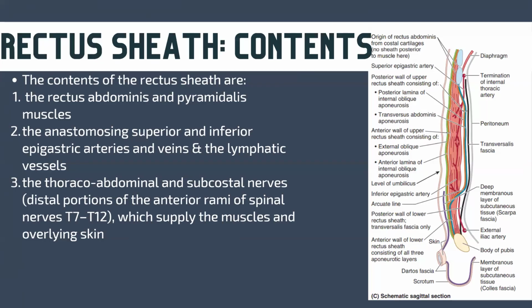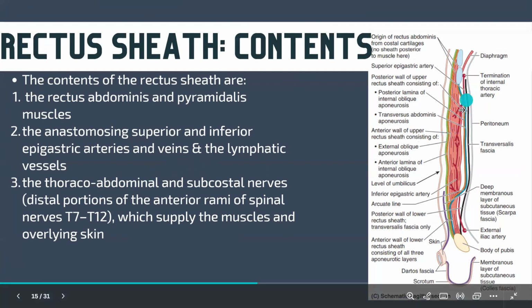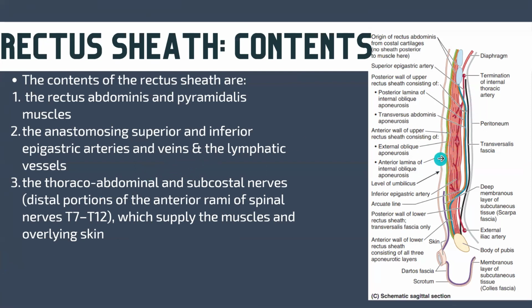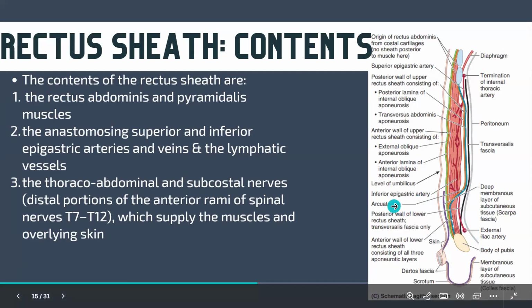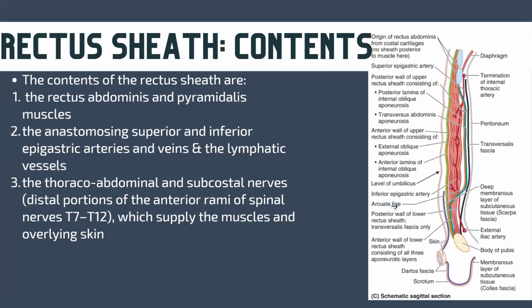First of all, there is the rectus abdominis muscle and the pyramidalis muscle, these muscles of the vertical part. Now, the second thing is that there are two arteries. They are very important, and they are simply called the superior and inferior epigastric arteries. The superior epigastric artery comes as a termination of the internal thoracic, while the inferior epigastric artery comes from the external iliac artery. Again, if there are arteries, there are veins and lymphatic vessels.